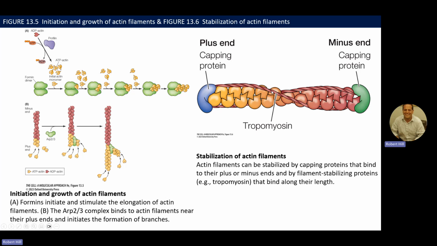Actin also has caps on the ends that help give it strength. And also there's another protein called tropomyosin, which is involved in muscle contraction. Tropomyosin has this long rope-like structure which wraps around the actin and gives it additional tensile strength.